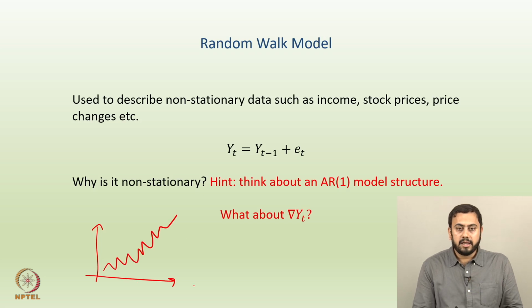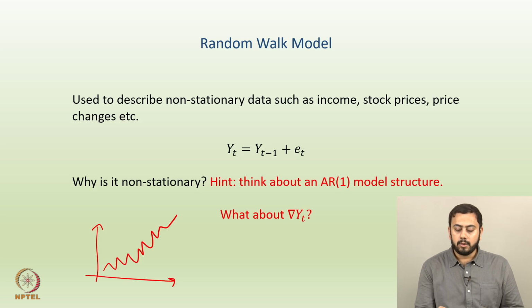But then can you prove that a random walk is not stationary by using a slightly different idea? Let us say yt equals yt minus 1 plus et, and the question is why is it non-stationary? There is a small hint for you. Think about restructuring this model in terms of a particular AR1 kind of model structure.